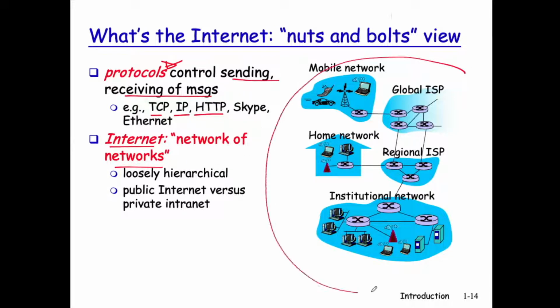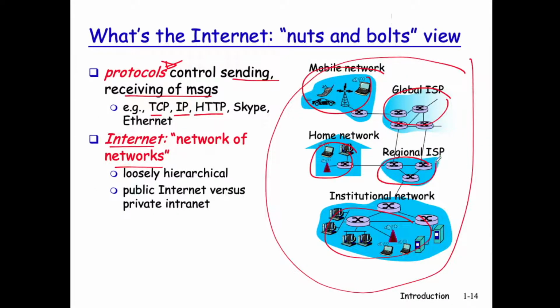So this is what? A network of subnetworks, right? So the institution network is a network. Home network is a network. Global ISP forms a network. Regional ISP forms a network. And the internet is actually the bigger network of all these smaller networks interconnected with each other. And it's loosely hierarchical. Why?